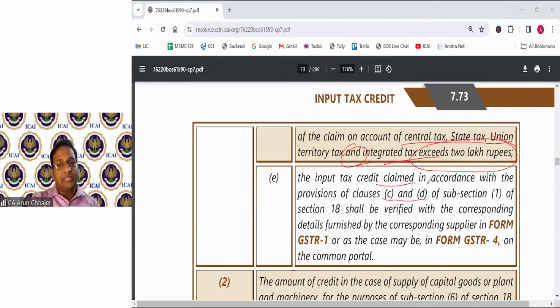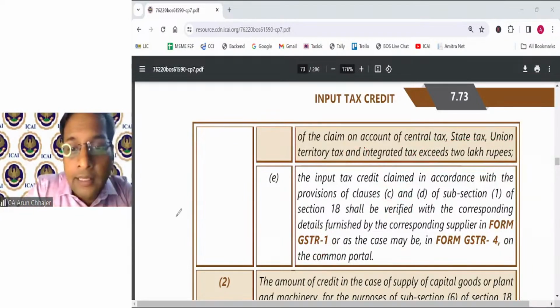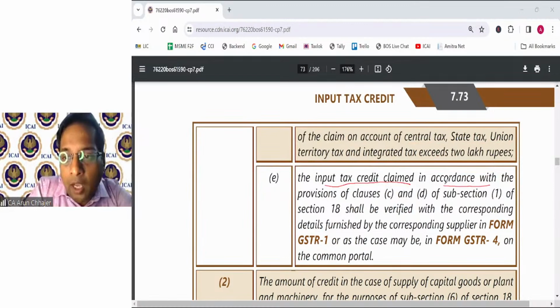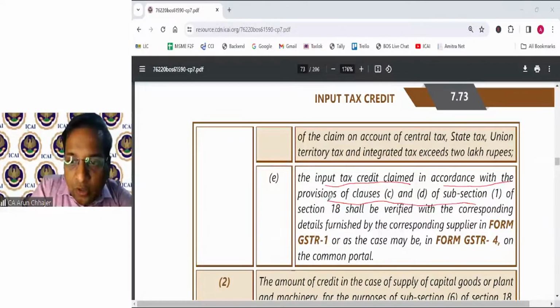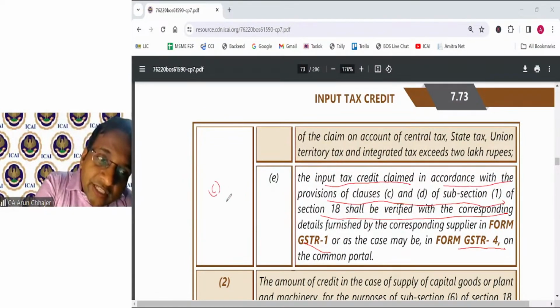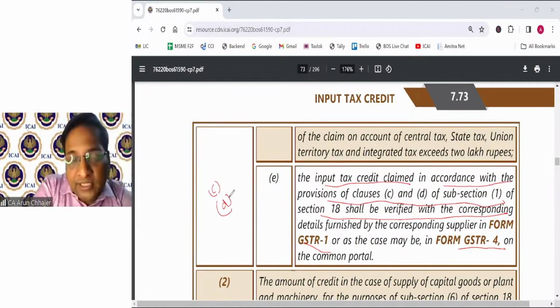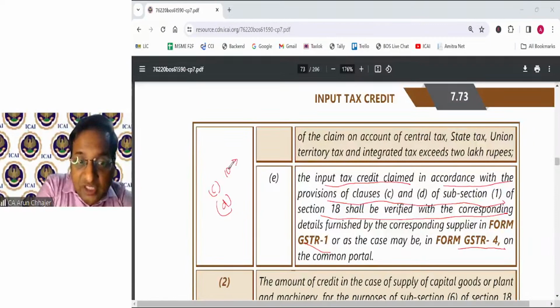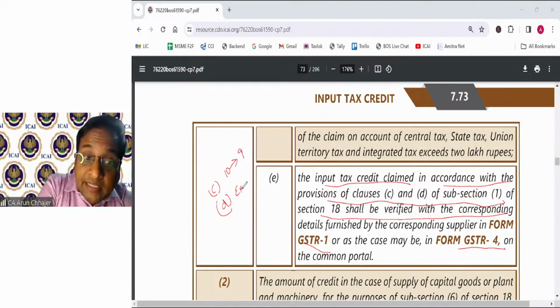Input claimed in clause C and clause D shall be verified from GSTR1 or, as the case may be, GSTR4 on the common portal. Let's read once again. The input tax credit claimed in accordance with the provision of clause C and clause D of 18(1) shall be verified with the corresponding GSTR1 or GSTR4, as the case may be. Now, in clause C and clause D, if you recall the provision, we are talking about section 10 becoming section 9, or exempted supply becoming taxable supplies.